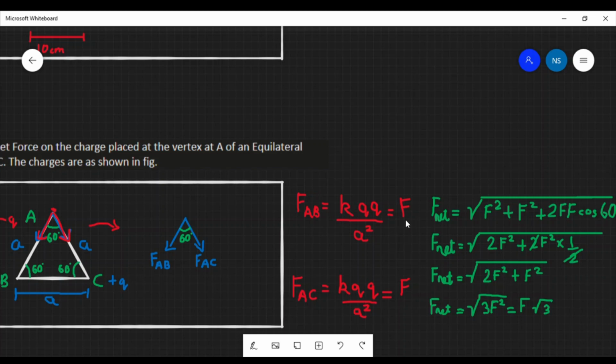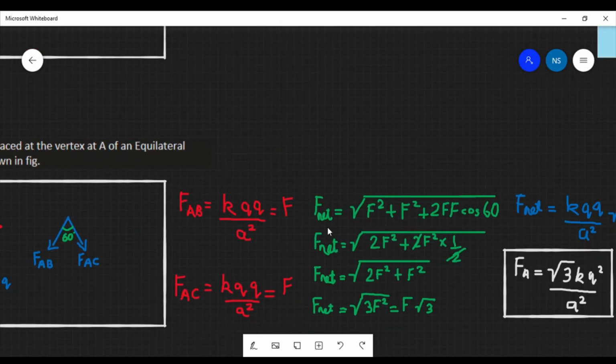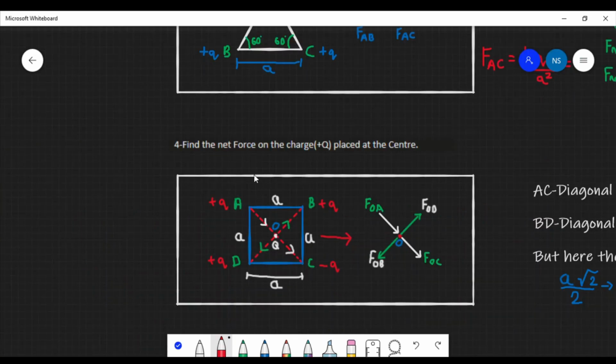This force we can take as F, and this also we can take as F, and we'll do a similar process as we did in the first question, that is, F net is equal to the sum of these two forces multiplied by 2AB cos theta. We'll get the same thing, that force net is equal to force times root 3, and we'll get the same answer also, that force on A is equal to root 3 KQ square by a square. So now let us come to the fourth question.